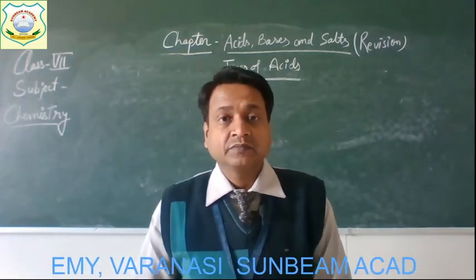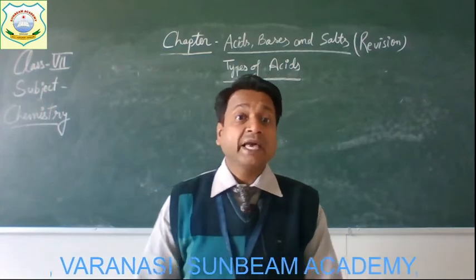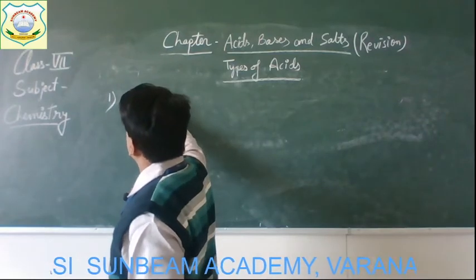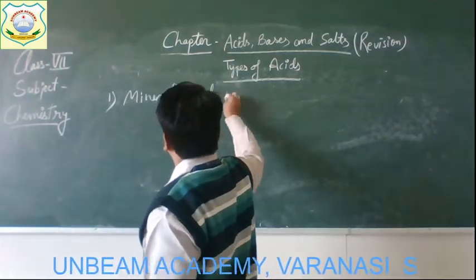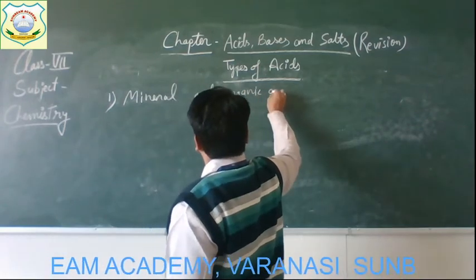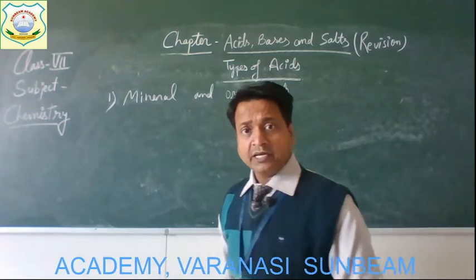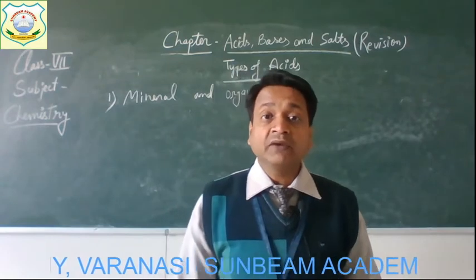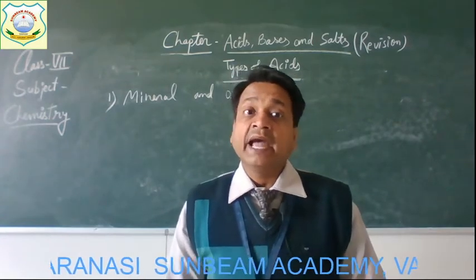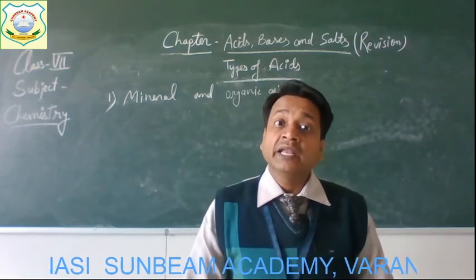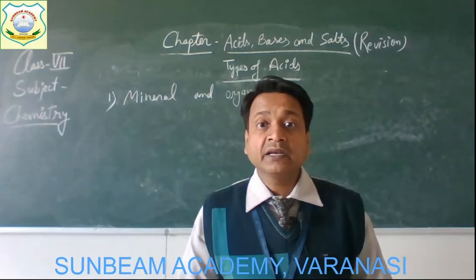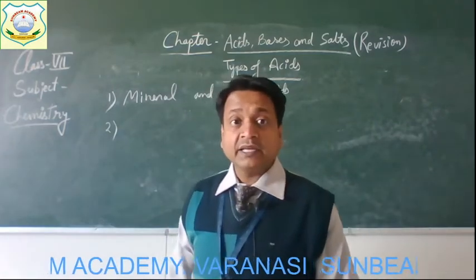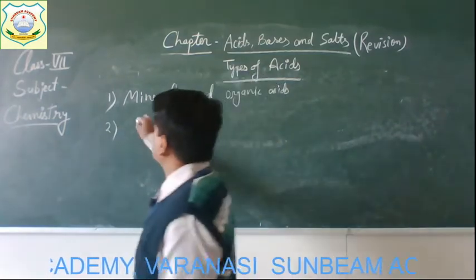Types of acids. Children, acids are of different types, as we have discussed. The first one is mineral and organic acid. Alright, mineral and organic acids. So, mineral acids are the acids which we obtain from certain minerals, and the organic acids are the naturally occurring acids which are present in certain food items. Okay, now the second type of acid is concentrated acid and dilute acid.